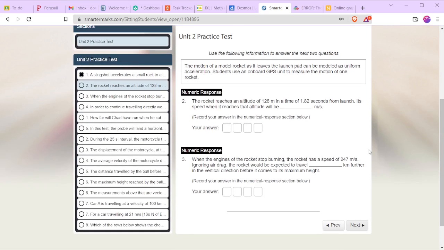All right, in this one, the model of a rocket as it leaves a launch pad can be modeled as uniform acceleration. Students use an onboard GPS unit to measure the motion of one rocket. So it reaches an altitude of 128 meters in a time of 1.82 seconds from launch. Its speed when it reaches that altitude will be.